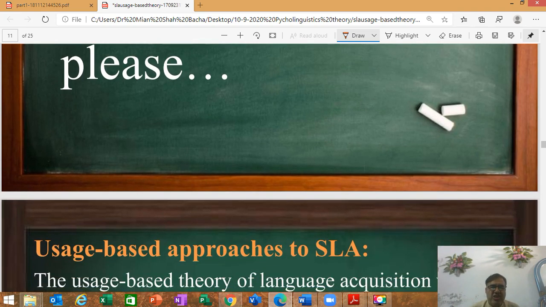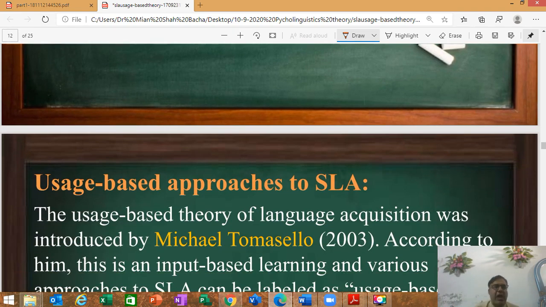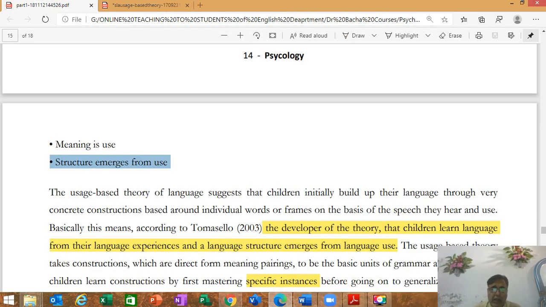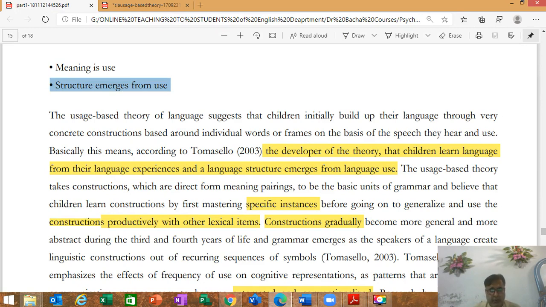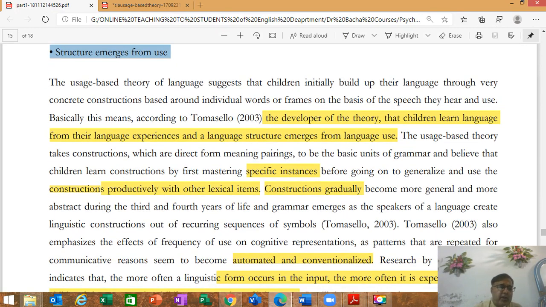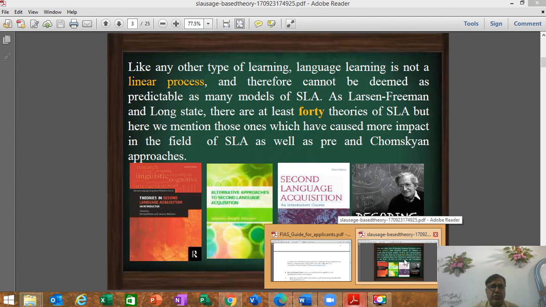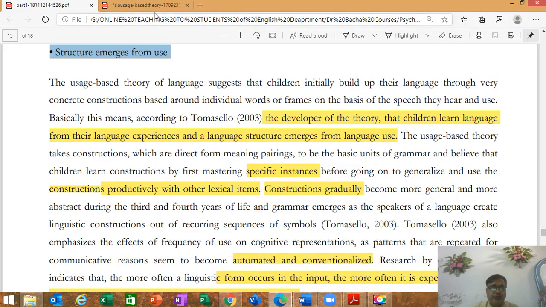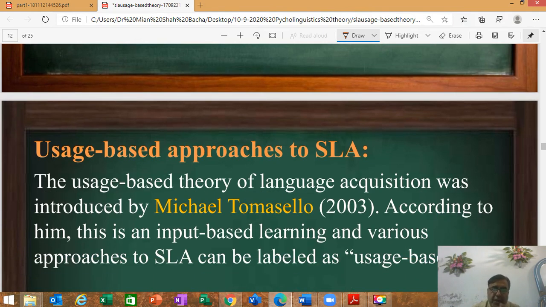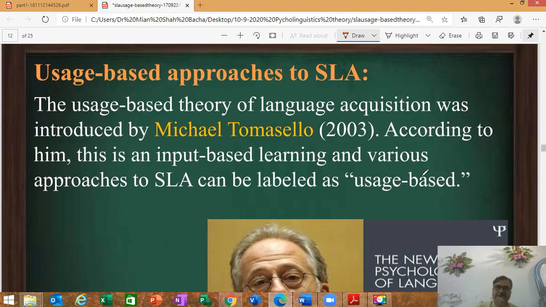I am still continuing. And now, my dear students, the lecture of the day, which I have even shared with you as handouts. Because this is a little bit important, that's why I decided to teach it from here. And now, what are usage-based approaches to SLA? The usage-based theory of language acquisition was introduced by Michael Tomasello in 2003.